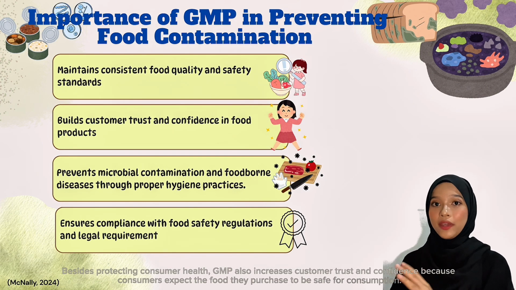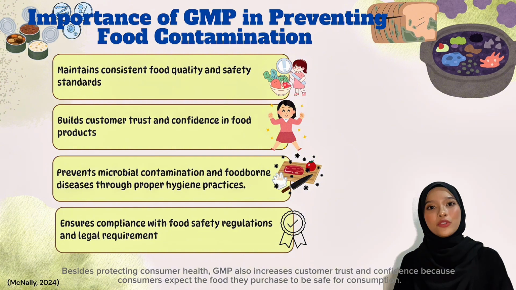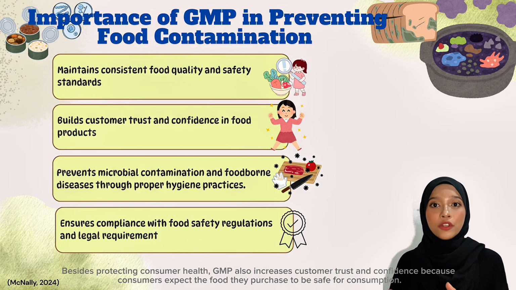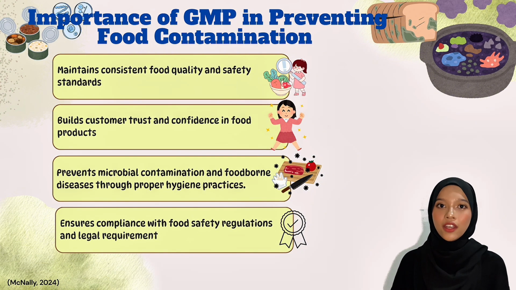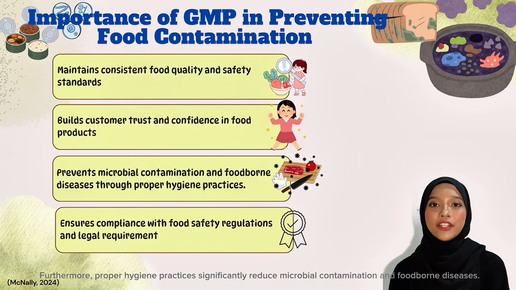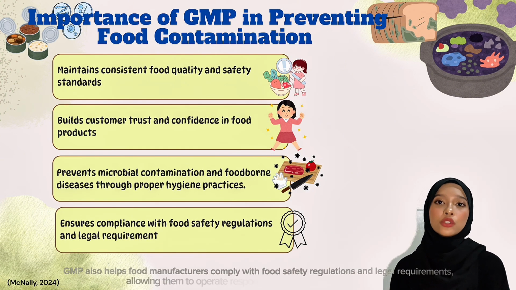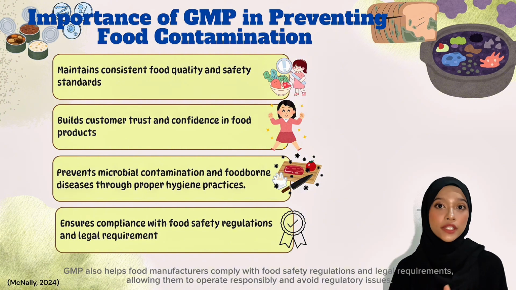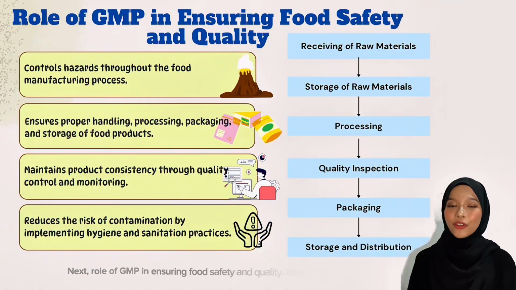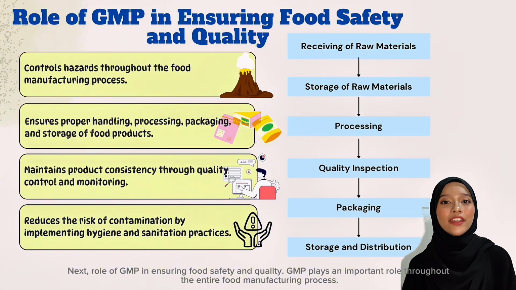Besides protecting consumer health, GMP also increases customer trust and confidence because consumers expect the food they purchase to be safe for consumption. Furthermore, proper hygiene practice significantly reduces microbial contamination and foodborne diseases. GMP also helps food manufacturers comply with food safety regulations and legal requirements, allowing them to operate responsibly and avoid regulatory issues.